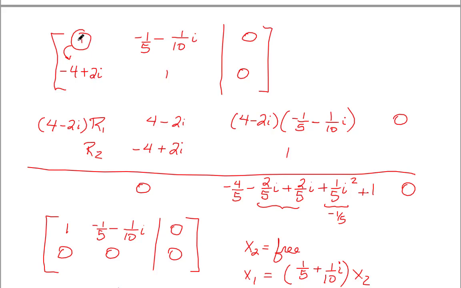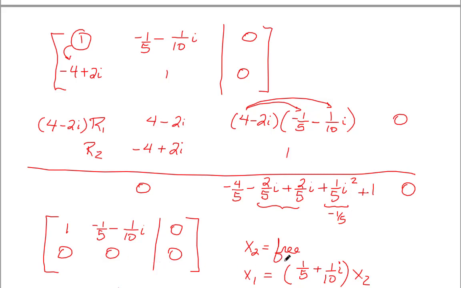Alright, so I'm going to need a 4 minus 2i all the way across times row 1. Well, again, what happens? Let's see. These will cancel, giving me 0. I've got a minus 4/5, a minus 2/5 i. I've got a plus 2/5 i, so those two cancel. And I get a minus 1/5 i squared. So again, I get a minus 4/5, minus 1/5, so a minus 5/5 plus 1, which is 0.